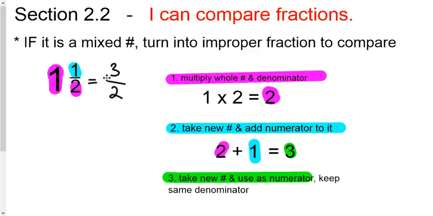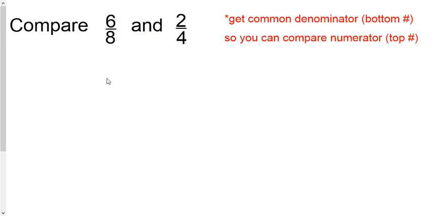Then you can compare. Well, how do we compare? Let's take a look at this. Compare 6/8 and 2/4. Get a common denominator. That's the same bottom number, so you can compare the numerator, the top number. They don't have the same denominator, so we need to change that. And this is what we can do.